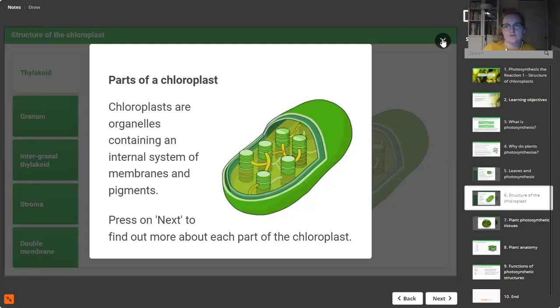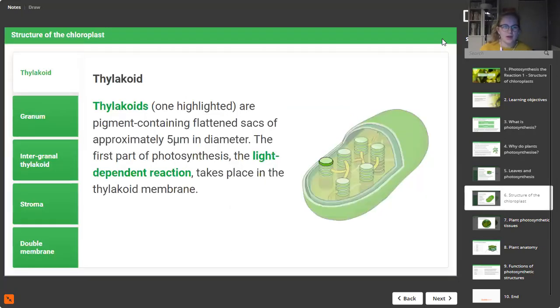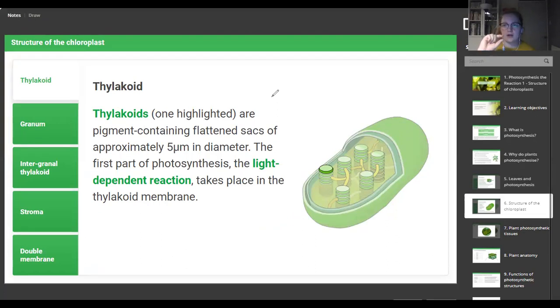So let's look at the different parts. Okay, so we have got, and you can probably see them quite clearly as we've opened it up, these stacks of discs. They almost look a bit like your vertebrae in your spine, stacked up upon each other.